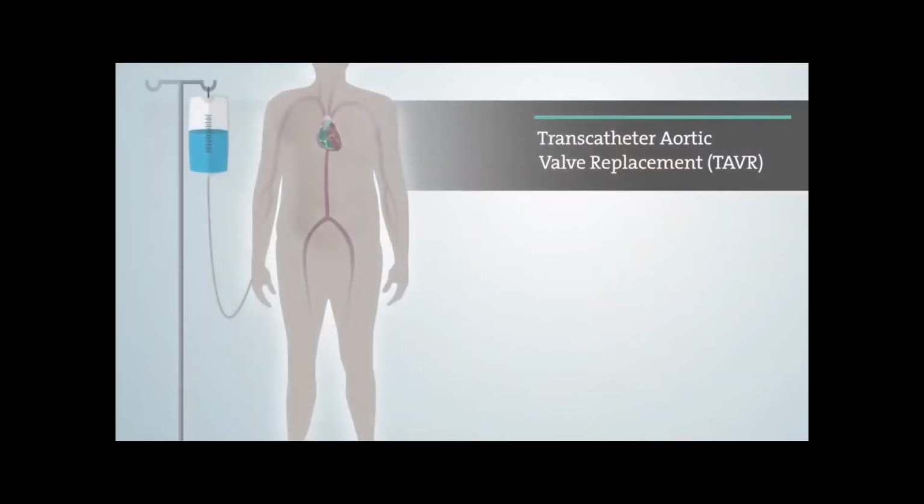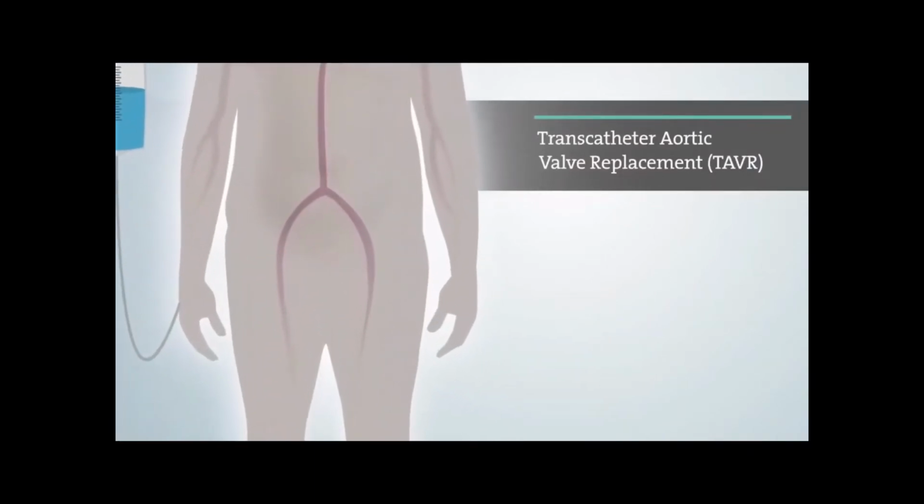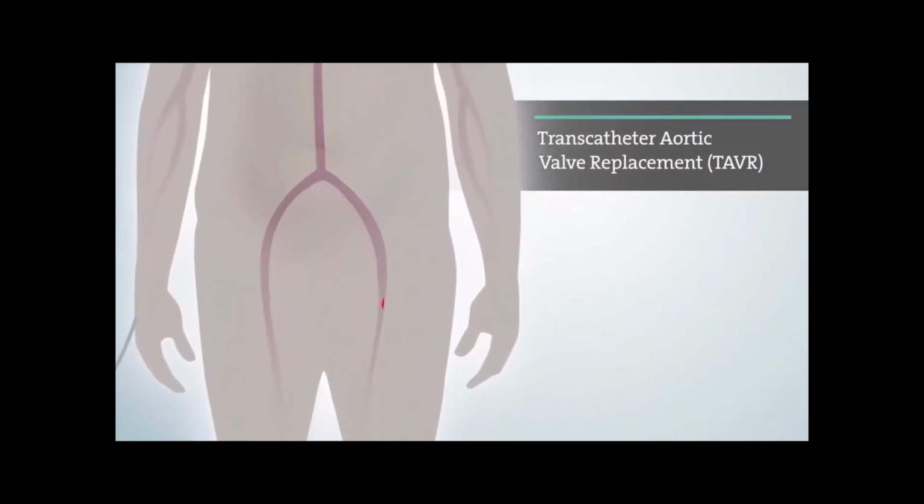During the TAVR procedure, you may be placed under anesthesia. Once under anesthesia, a small incision will be made in your leg, where your doctor will insert a short hollow tube called a sheath into your femoral artery.